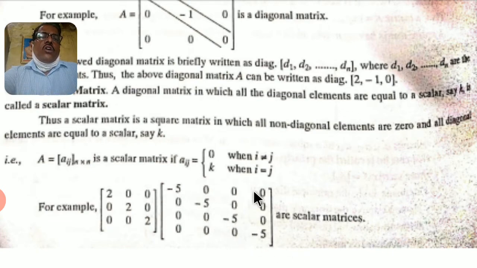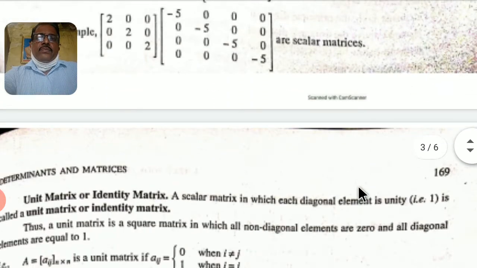Okay, then all the elements are 0. So this is called a scalar matrix. Scalar matrix means what? If the elements in the diagonal are the same and all the other elements are 0, that is, above the diagonal elements and below the diagonal elements all the elements are 0, and the elements present in the diagonal should be the same. Okay, so this is known as a scalar matrix.